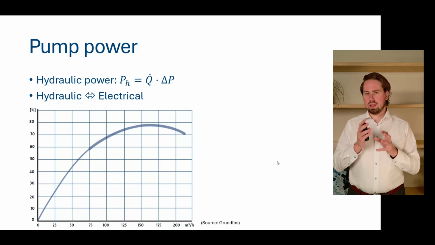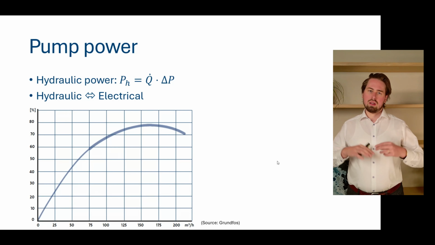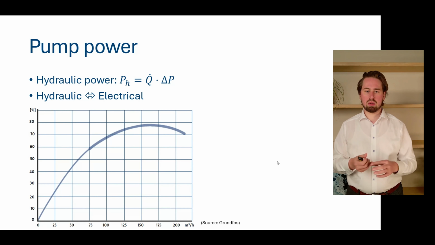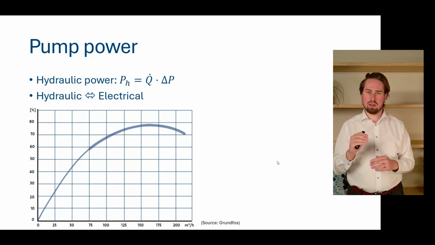Now, that's really important if you as a designer are selecting a pump. Because if you're working with variable flow rates, you can say, well, I want my maximum power to be exactly at this 150 cubic meters per hour here, right at the highest efficiency.